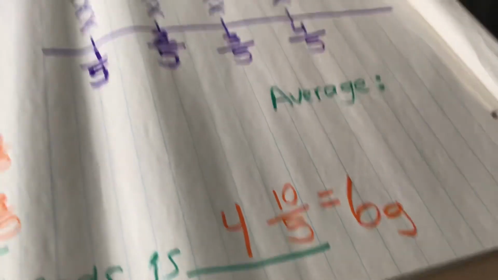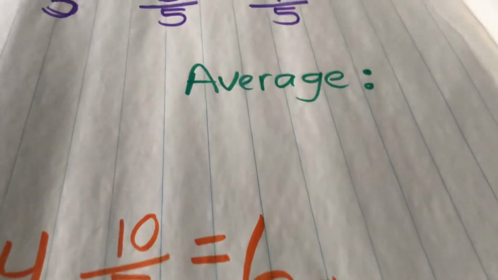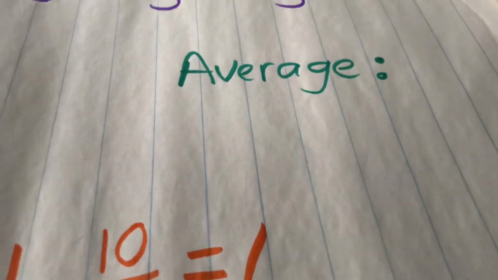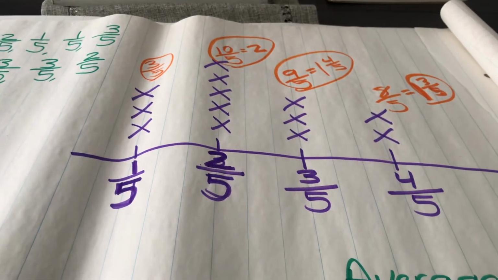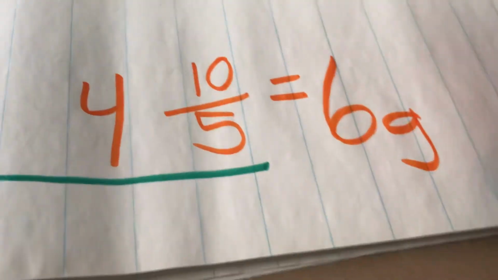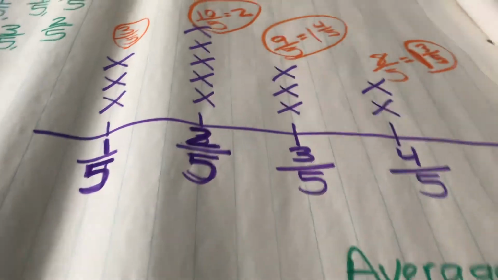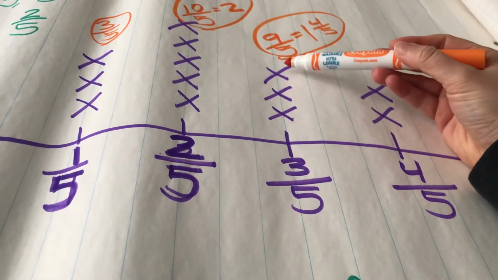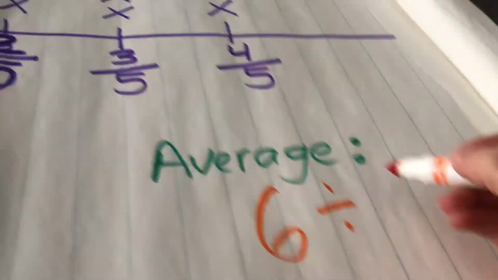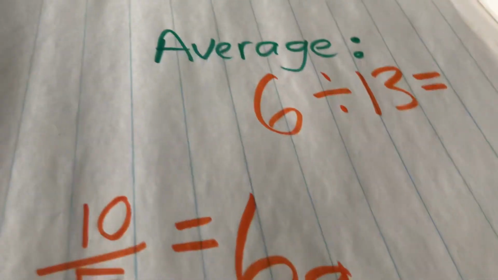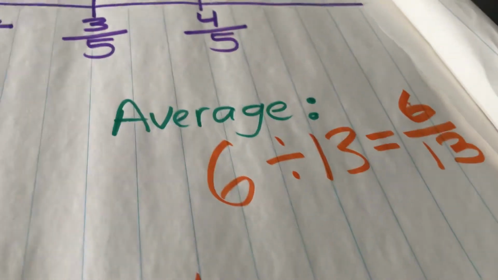Sorry about that. Okay, so when I figure out the average of something, so let's say I'm figuring out the average of your grades, I'm going to add up all your grades, and then I divide by however many grades you have. So if I'm going to figure out the average of this problem, I'm going to add up all of these numbers, which I just did, and I got 6 grams. Then I'm going to divide by how many X's I had. So I'm going to count 1, 2, 3, 4, 5, 6, 7, 8, 9, 10, 11, 12, 13. So I'm going to do 6 divided by 13. Think of our division as a fraction bar. So that's going to become 6 over 13.